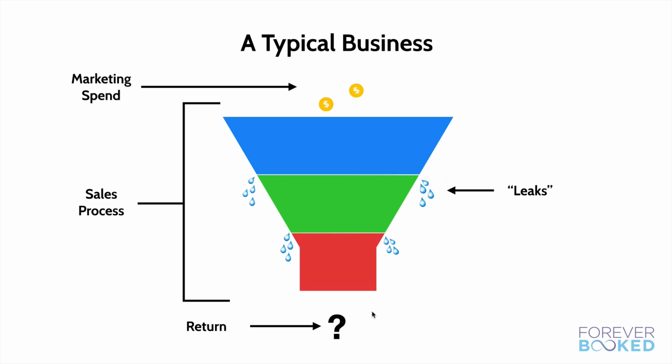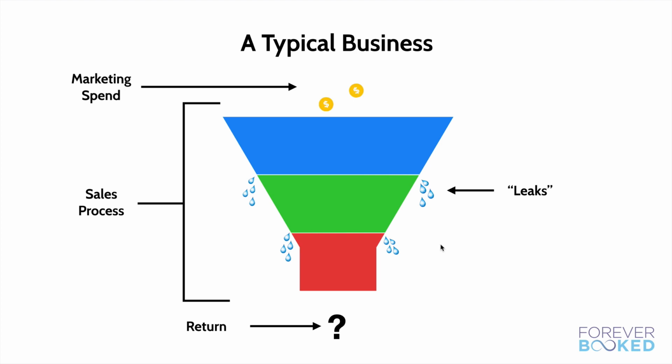And then at the bottom here, you have a return. So if you're spending on marketing, hopefully you want to be making more money than you spend, or else you wouldn't be spending any money on marketing. And so the two biggest problems with a local business's marketing efforts are, first of all, they have too many leaks in their sales process. So they don't have the systems in place to ensure that the maximum amount of people proceed to the next step in the sales process and become a customer.